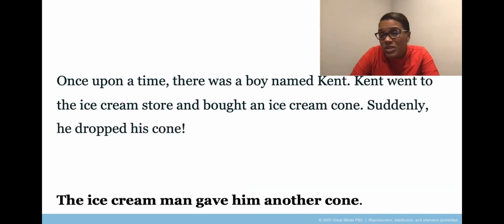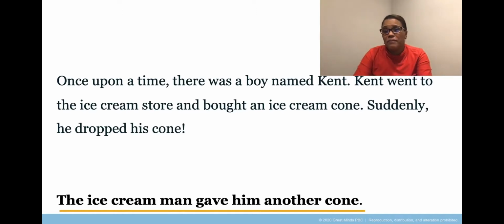Okay, I know how I want the story to end, but somehow it doesn't sound quite right. So I want you to listen to the story again and listen to my resolution. Once upon a time, there was a boy named Kent. Kent went to the ice cream store and bought an ice cream cone. Suddenly, he dropped his cone. The ice cream man gave him another one. Now, although I think I have a pretty good ending, the story ends too quickly. I want the story to be more interesting and to make sense.